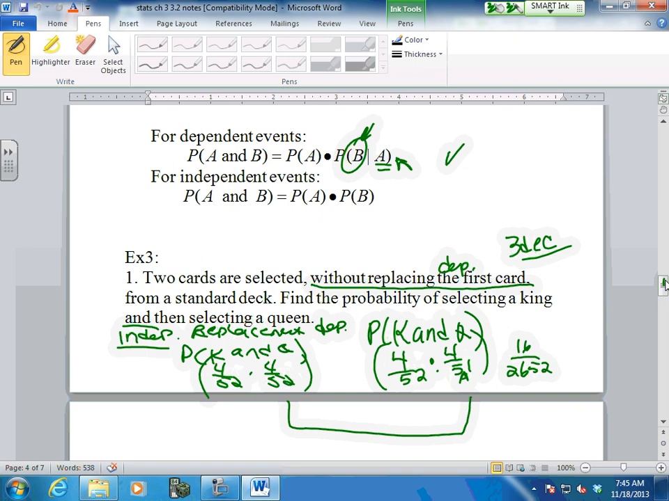Go back. 16 over 2,704. Okay. All right. Questions on this? No? I'll just write right on my table right here. Okay. Let's see if this is going to scroll with me or not.